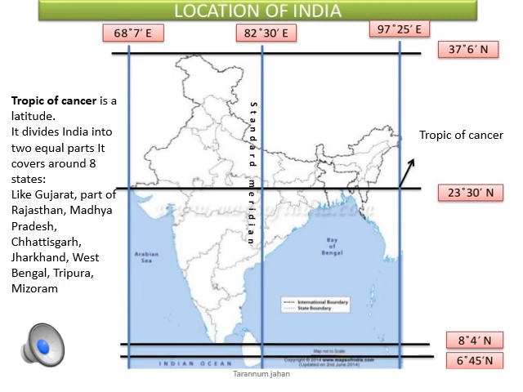This question can come in an objective type, asking how many states the Tropic of Cancer is covering. So you should know how many states the Tropic of Cancer is covering while passing through India. And this Tropic of Cancer is dividing India into two equal parts, and it is at 23 degree 30 minutes of latitude, the latitudinal imaginary line.